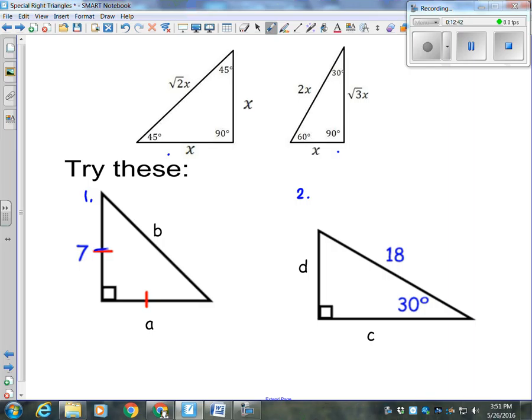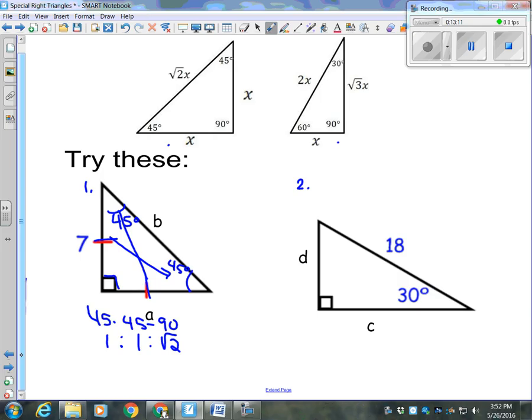Well, hopefully the marks give it away. If I know these two sides are equal, then I know this angle must be the same as that angle. And if these two have to be the same, and this one's 90, there's no question about it. That has to be 45, and that one is 90. So this makes this a 45, 45, 90 right triangle. So I'm going to remember my ratios are 1 to 1 to square root of 2, verified by the Pythagorean theorem and written on the very first page of notes.